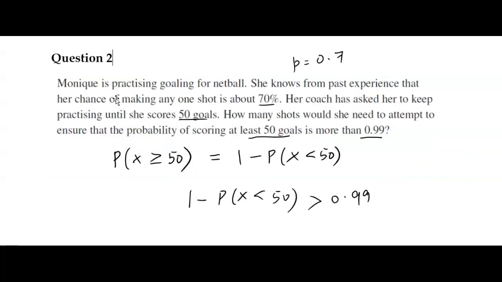So in this question, if Monique wants to achieve a probability of more than 0.99 of scoring at least 50 goals, she needs to take 86 shots at the goal. So the number of trials is equal to 86.